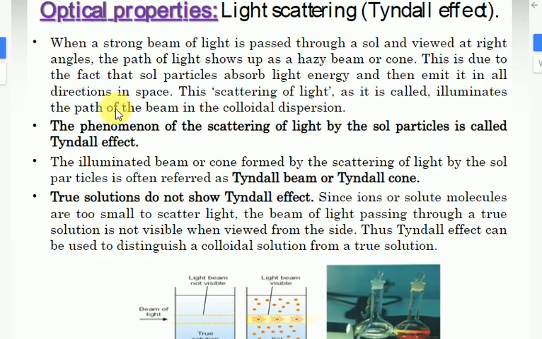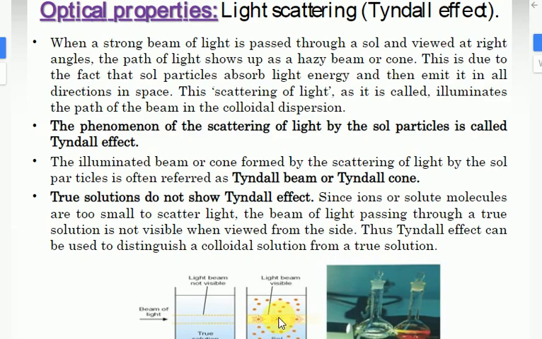Why? Because here the particle size is very small, so they cannot scatter. Here the particle size is very large, so they scatter the light. When a strong beam of light passes through a solution and you view it at a right angle, the path of light shows up hazy. If light is passed through a true solution, it is transparent only. When you pass light through a colloidal solution, it is translucent.